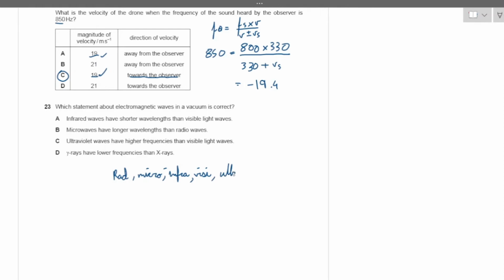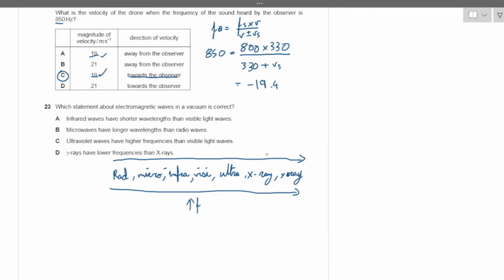So visible, ultra, just short names. Don't need to concern with the entire name, of course. Then you have X-ray, and then you have the gamma ray. So frequency increases as you go down this. Frequency increases. And as you go from left to right, the wavelength decreases. Now let's look at the options.